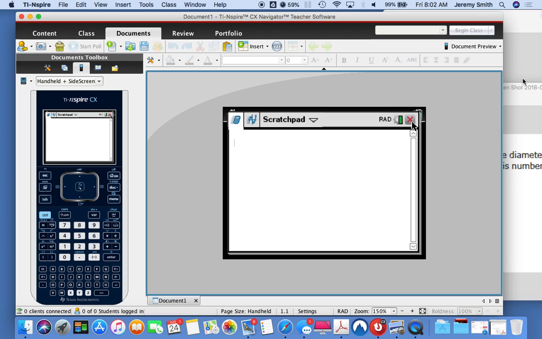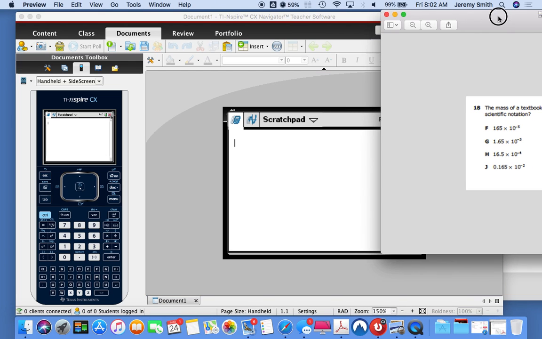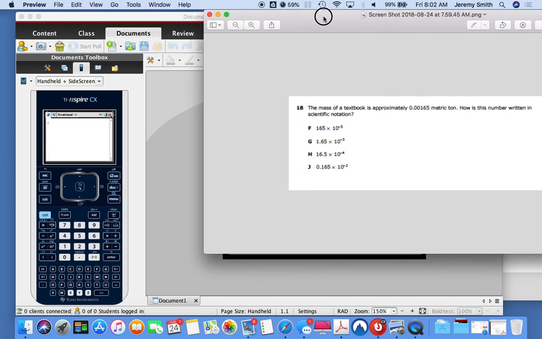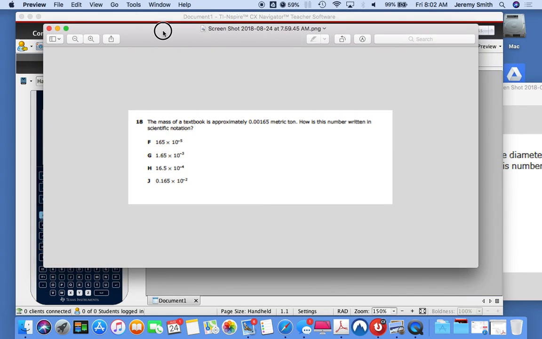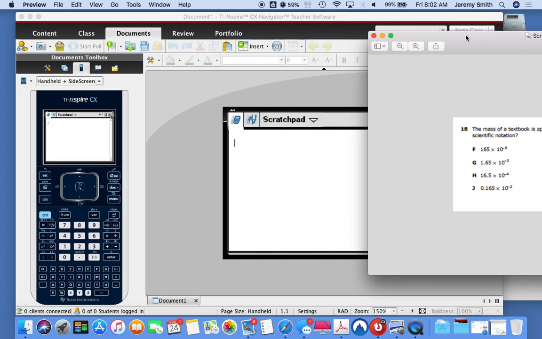Okay, so now I'm going to show you an example. Here's the example right here. They say the mass of a textbook is approximately 0.00165 metric ton. How is this number written in scientific notation? So what I want to do is take that standard notation right here, which is 0.00165, and put that in a calculator.